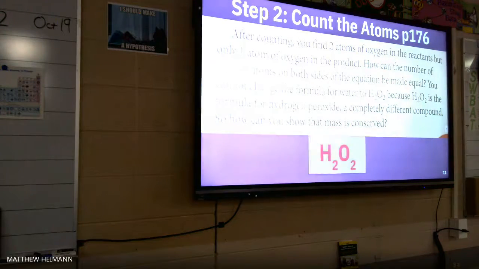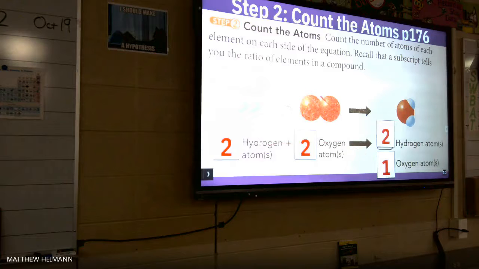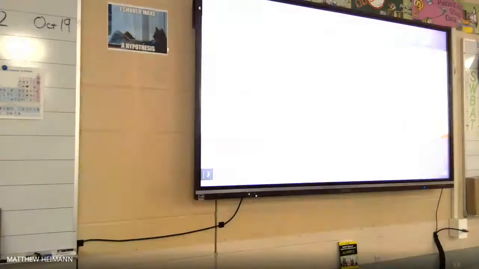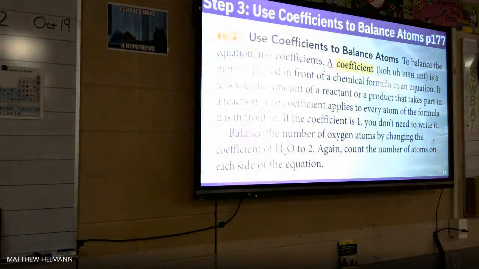Anyway, it's unbalanced right now because on the left side of the equation there's 2 oxygen, and on the right there's 1. So we have to add coefficients to balance it. That's what the next step is. Step 3, use coefficients to balance the atoms.